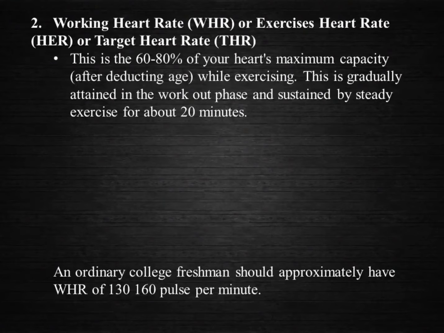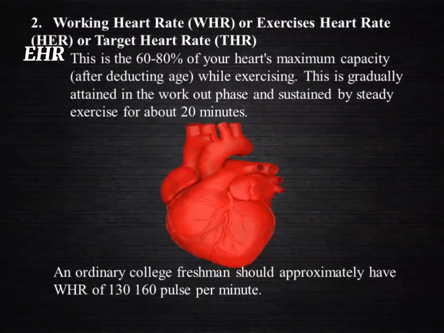Working heart rate, WHR, or exercise heart rate, HER, or target heart rate, THR. This is 60 to 80% of your heart's maximum capacity, after deducting age, while exercising. An ordinary college freshman should approximately have a WHR of 130 to 160 pulses per minute. This is gradually attained in the workout phase and sustained by steady exercise for about 20 minutes.